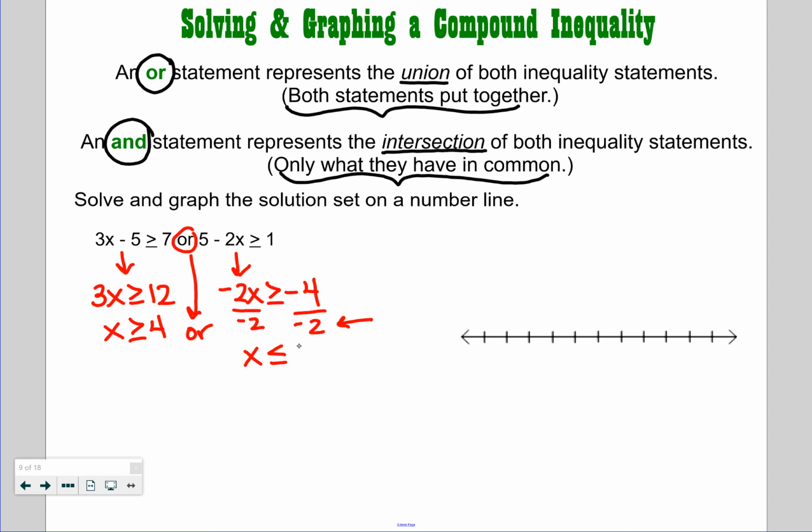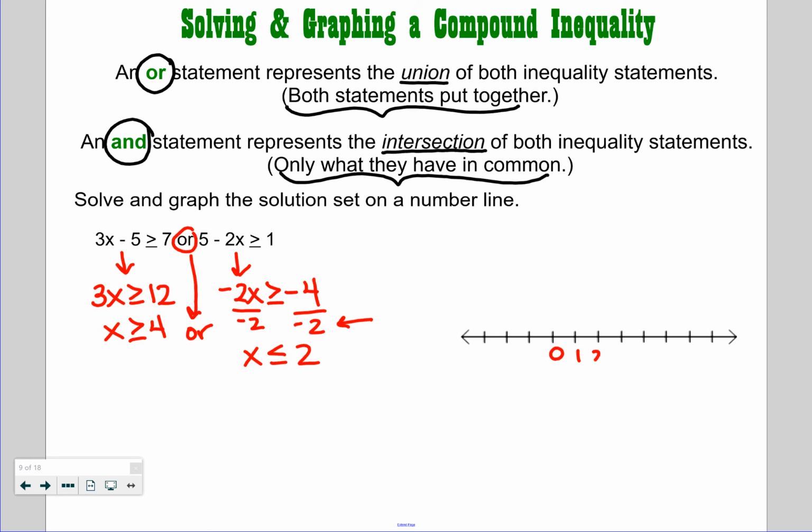Negative 4 divided by negative 2 gives me 2. So now, to graph an OR statement, you graph both of them on the same number line. If they overlap, they overlap. If they don't, they don't. It doesn't matter. So I want to graph x greater than or equal to 4.